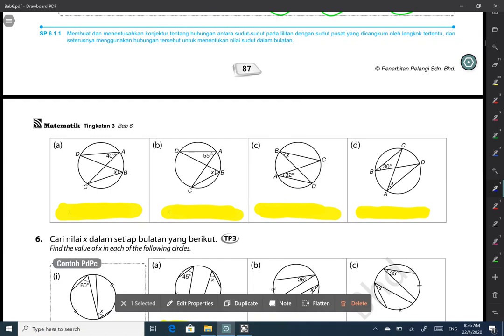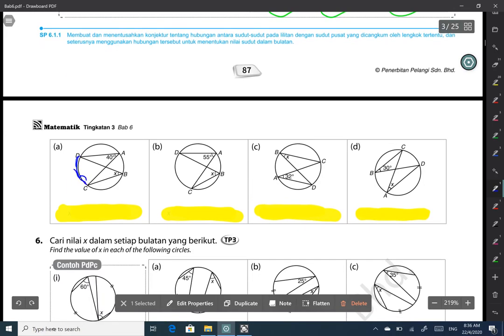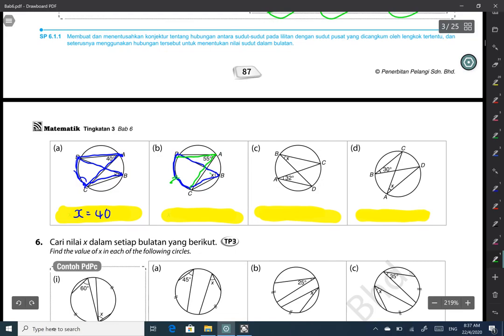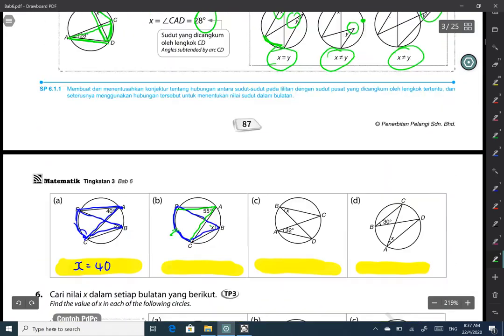So we see this question, determine the value of X. They are from the same arc and touch the circumference. So our X is equal to 40 because they are from the same arc. Repeat with this question. Our X is from this arc, so this is our X. We see our angle A is also from the same arc, so our X must be equal to 55.